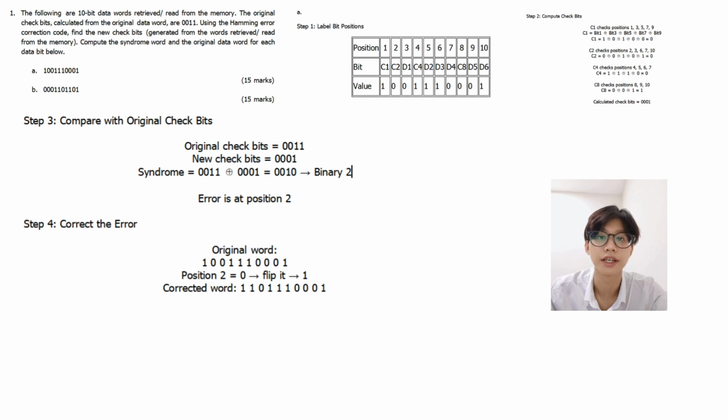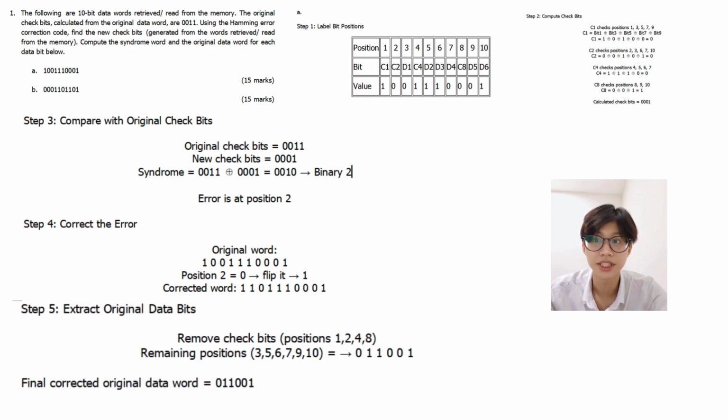We then correct the error by flipping bit 2 from 0 to 1. After fixing the error, I removed all the check bits. The 6-bit original data is now 011001.